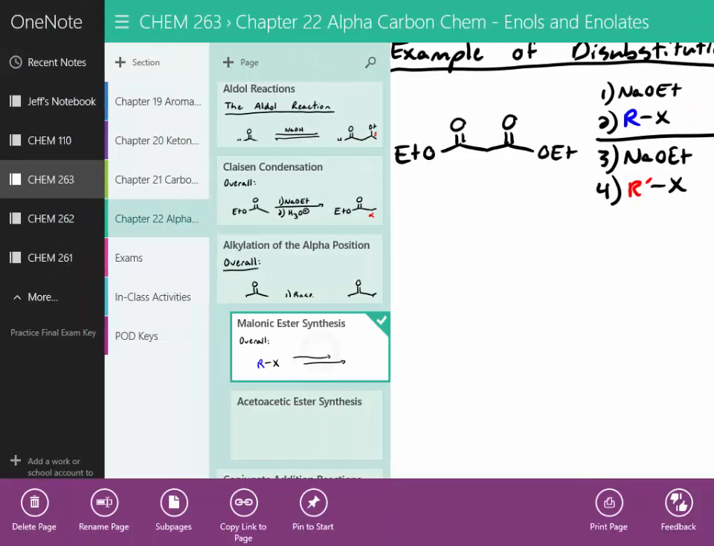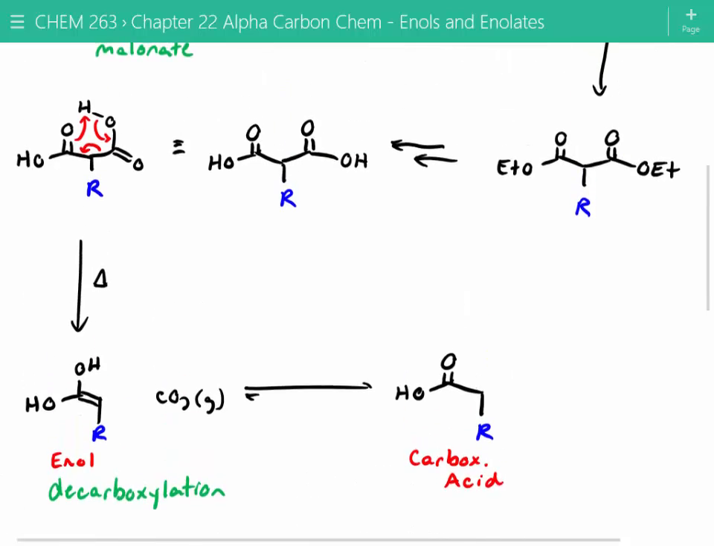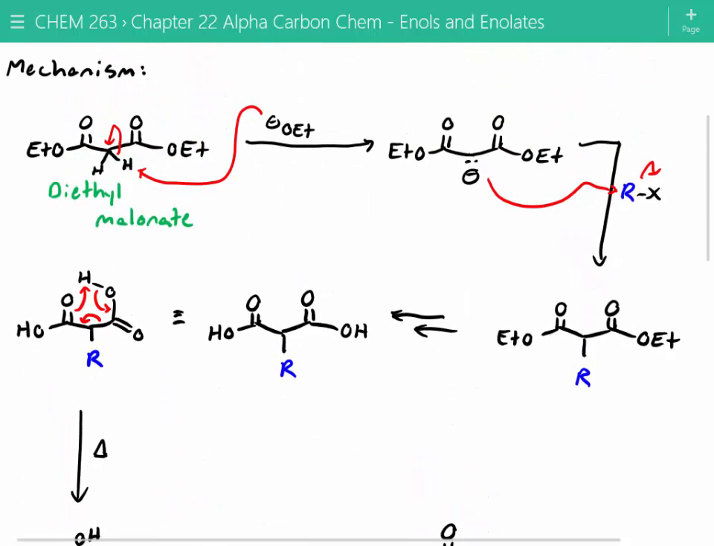Wait, so what's stopping it from deprotonating the extra alpha proton before you add the acid? So like you're talking about in the previous example? Yeah. So in this one, we can control stoichiometrically how much of our alkyl halide we have. Yeah, and same with our base, too. Okay. Yep.